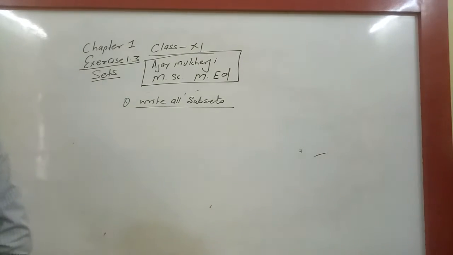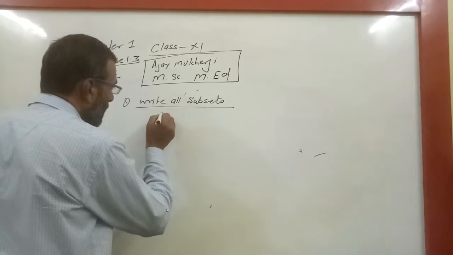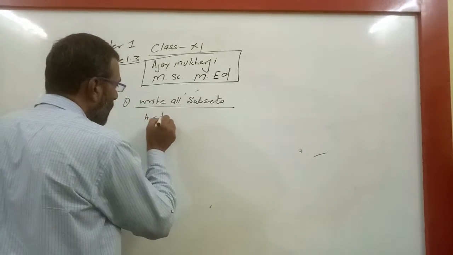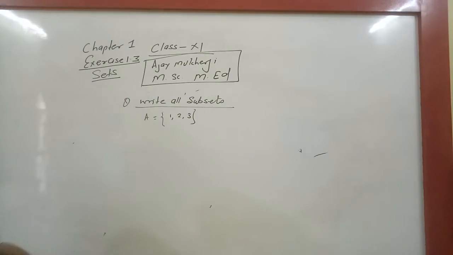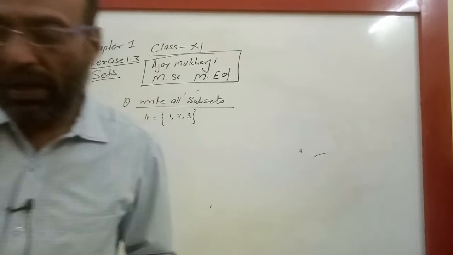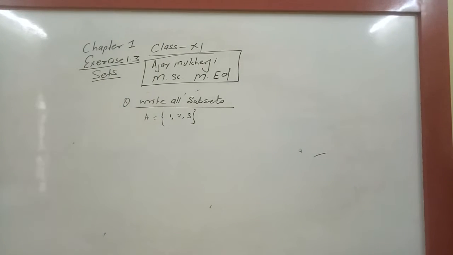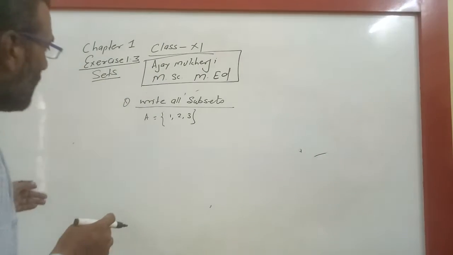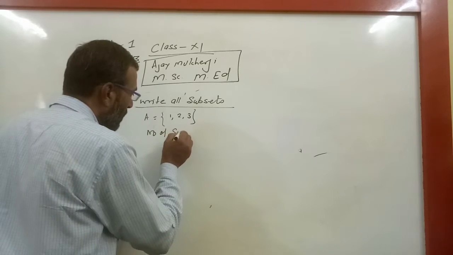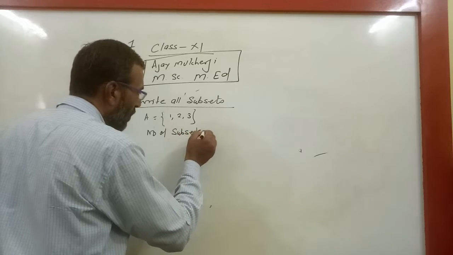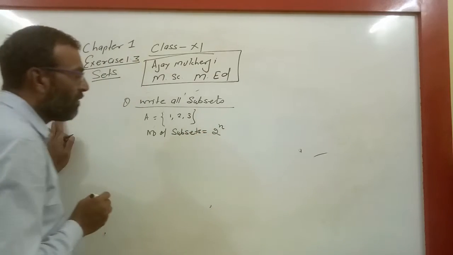Write down all the subsets. For the question, A is equal to {1, 2, 3}. Already I have told you how we can write the subsets. For writing subsets we have to consider the number of subsets. The formula for the number of subsets is 2 raised to power n.